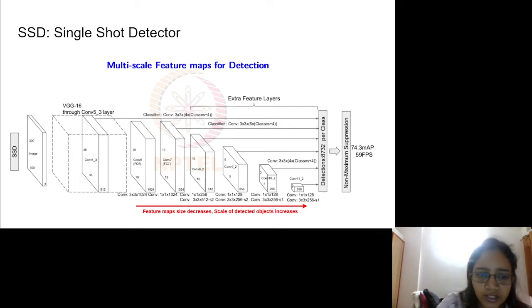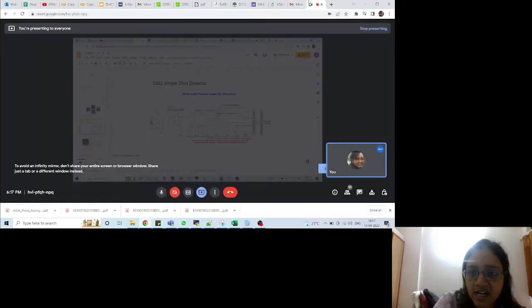So suppose they have a feature map, like suppose this feature map is of this size. Now, based on the output features, whatever this feature map outputs, you try to predict your objects from here. Then from the next, okay, this is getting interrupted.